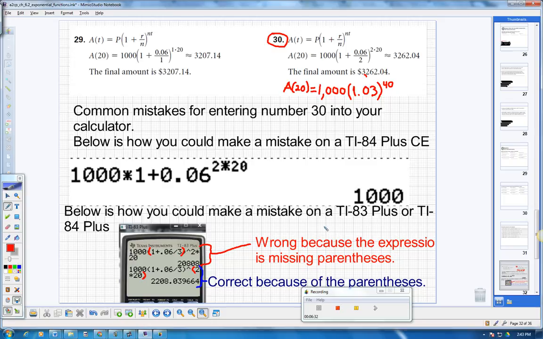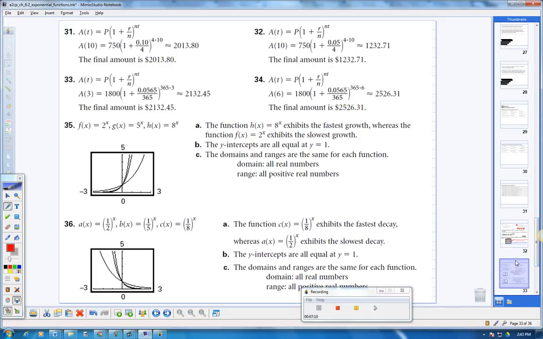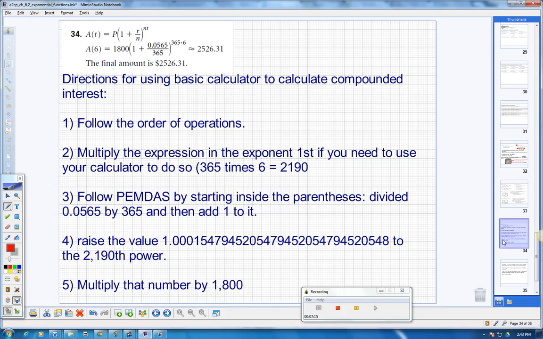I also discussed with students how to use a basic function calculator. How are we going to use a basic function calculator to calculate compound interest? So in the next slide, I do have the written directions here, so I know that you can read. Feel free to pause and read this. I'm just going to go ahead and show you how I would do one like 34, right?